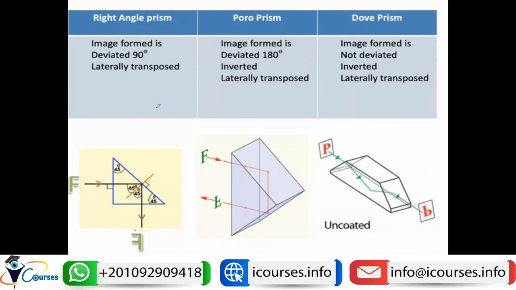So to summarize, we have the right-angled prism. The right-angled prism will make the image deviated 90 degrees, as you can see here, and laterally transposed. But it is erect, as you can see. The porro prism will form an image that is deviated 180 degrees, like this F, and it is inverted, so it is upside down, and it is laterally transposed. The dove prism doesn't cause any deviation of the image, but it just makes it inverted and laterally transposed.